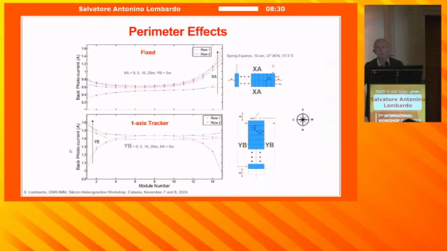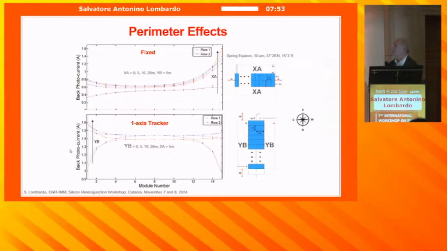Okay, let's see. The model is a 3D model. So it is useful because you can calculate the effect of the perimeter, which is extremely important because experiments are actually done on small strings. So it's useful to compare what's actually going on. And here is an example in which we change the size of the perimeter. We are considering the case of spring equinox, 10 a.m. and latitude of Catania. Okay, and this is a calculation, I said.